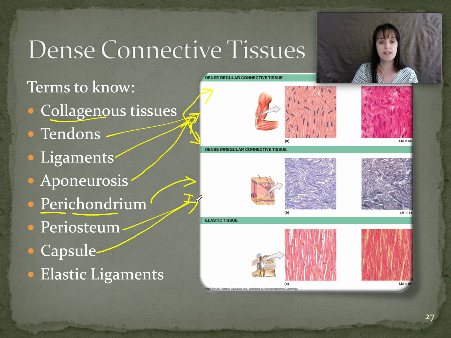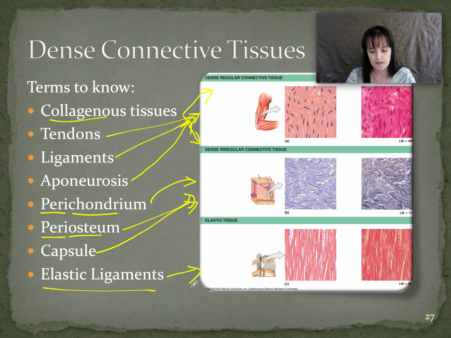And same with the periosteum, except osteo means bone. So periosteum is dense irregular CT around bone. And the elastic ligaments are, of course, elastic tissue, which is elastic fibers, and they stabilize the vertebrae. All right.